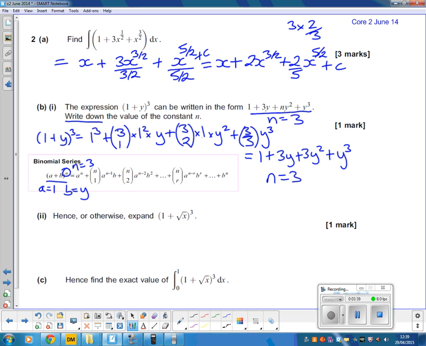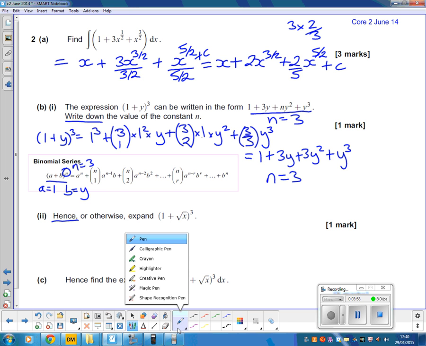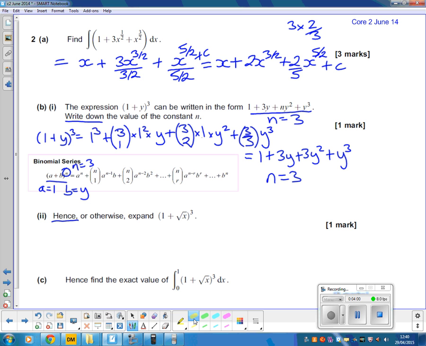Okay, so then they want us to use that. Now there's a key word in part 2, which is hence. It says hence or otherwise. Now, usually that means that hence is the easy way, or otherwise is the long way. The or otherwise is to use the binomial expansion again. But let's do this using the hence, because that's a bit of a clue. It's probably a quick way to do it.